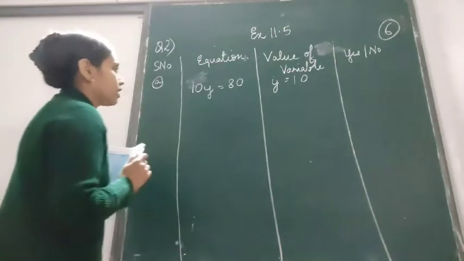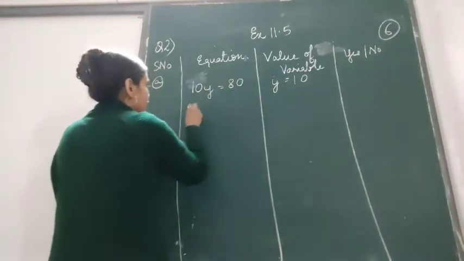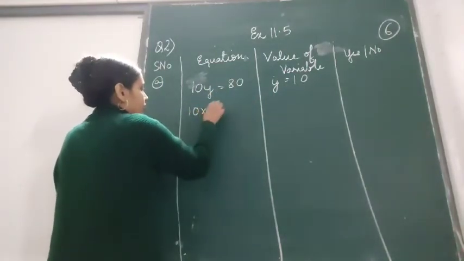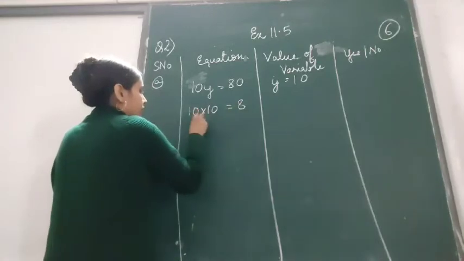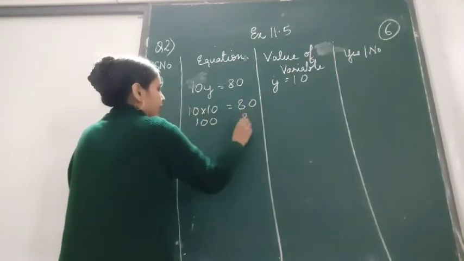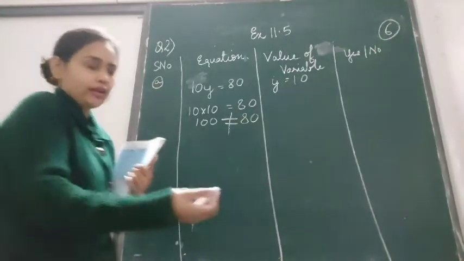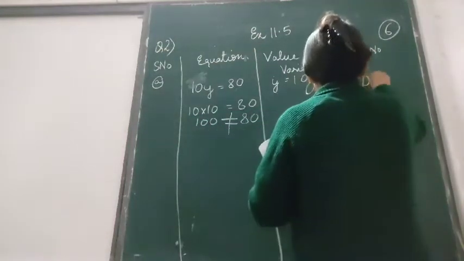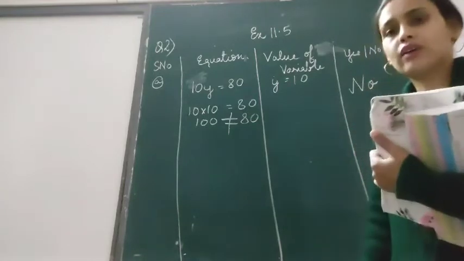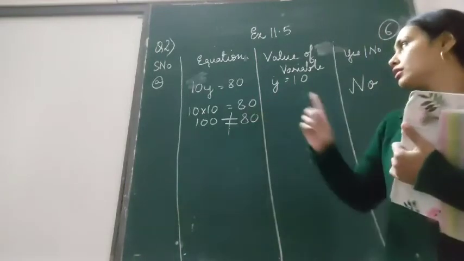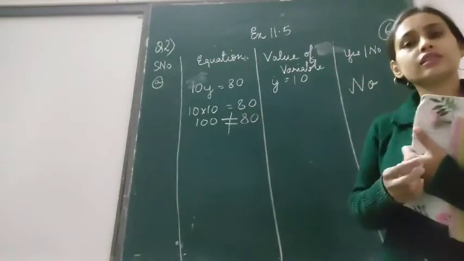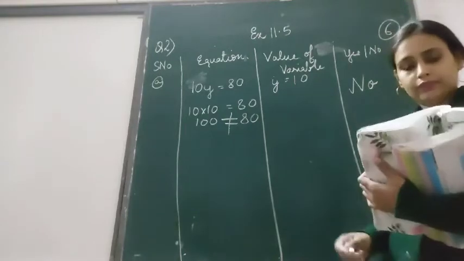Okay, so let's start here. y is equal to 10. So 10 into 10 is equal to 100, and the right side is 80. Are they equal? No. So what will we write? The answer will be no. Why? Because at this condition, the equation is not satisfied. That is why the answer is no.